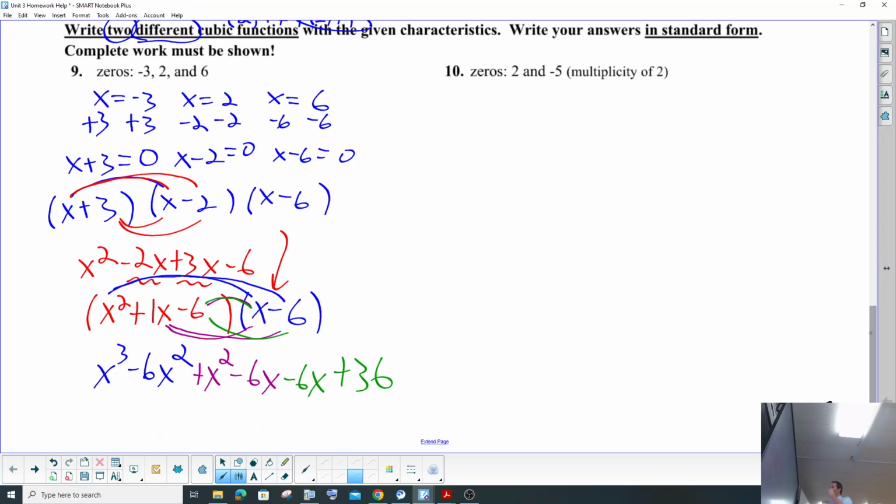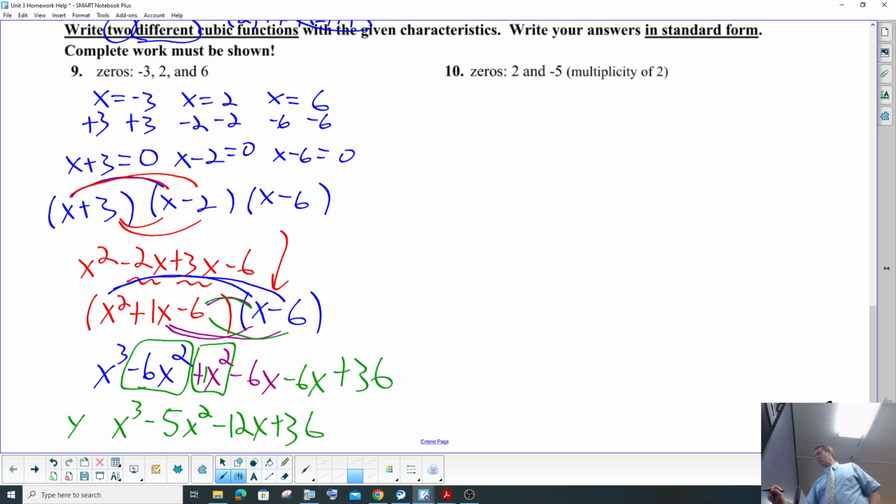So our final answer there for number 9 is, combine like terms. So we get x cubed. We have a negative 6x squared with a positive 1x squared. So that's negative 5x squared. Negative 6x and negative 6x, add those together, negative 12x plus 36. Woo! So there's our whole cubic function just given the zeros. That's crazy, right? Let's double check our answer there. Yep, looks good to me.